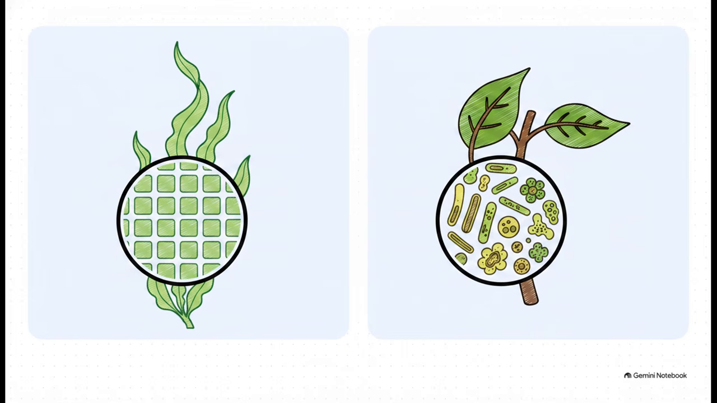Contrast that with true plants and animals. We have highly specialized cells. I mean, think about how different a human muscle cell is from a human brain cell. They group together to form complex tissues and organs. That lack of cellular specialization is exactly why even a massive multicellular organism is classified as a protist and not a true plant or animal.